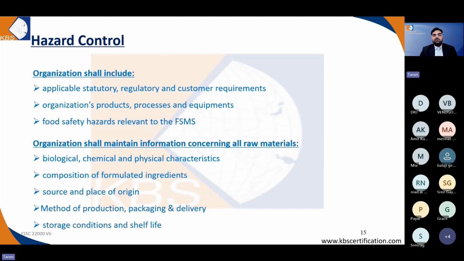In hazard control, you should consider the regulatory, statutory, and customer requirements when you are implementing a hazard control plan. What are the requirements related to your organization's product? What are the requirements for the process and equipment that need to be considered? Food safety hazards related to the FSMS need to be discussed when you are designing your hazard control, when you want to implement. Then the organization shall maintain information concerning all raw materials.